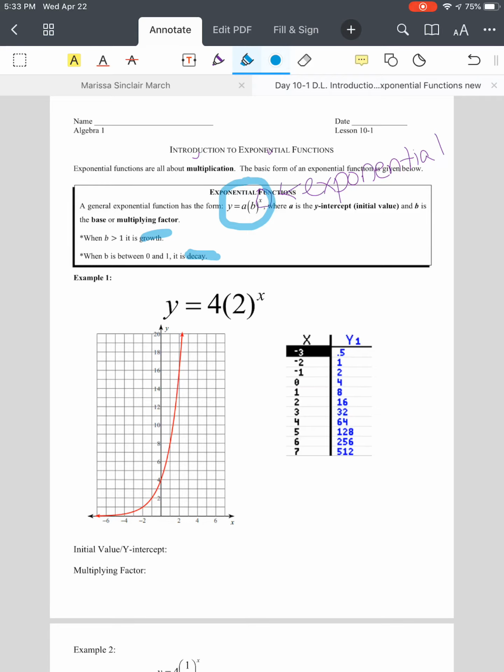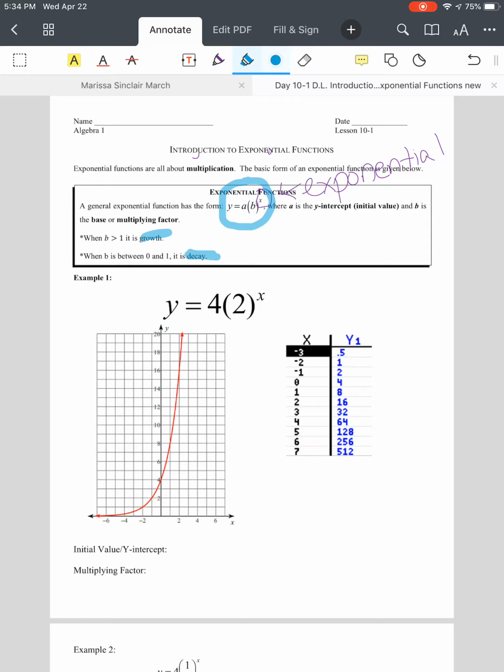And we're going to do some examples together so you can kind of see what it looks like, the form that it always takes. Okay, when b is greater than 1, it's growth. When b is between 0 and 1, I always say, just to kind of make it easier, I say it's less than 1, which it is, but it really is between 0 and 1. It's decay. So let's look at the examples and we'll get a good understanding of it.